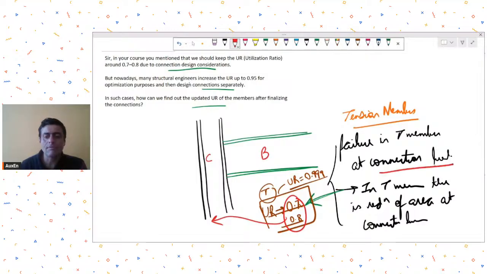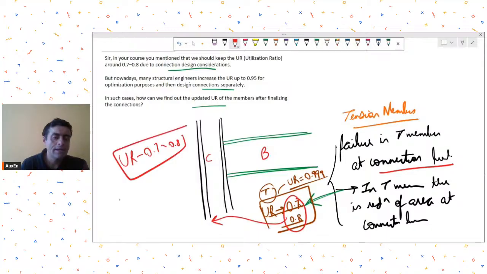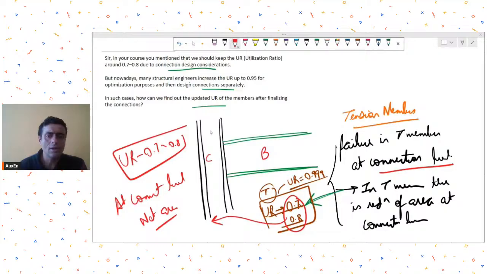I do this to account for any later problems that I may face at connection level. So let's say I keep a member utilization ratio of 0.7 to 0.8. Then when I am checking the net area in rupture and in block shear at the connection level, I will see that the member at the connection level will also be almost okay. So that is the reason I had mentioned this statement.